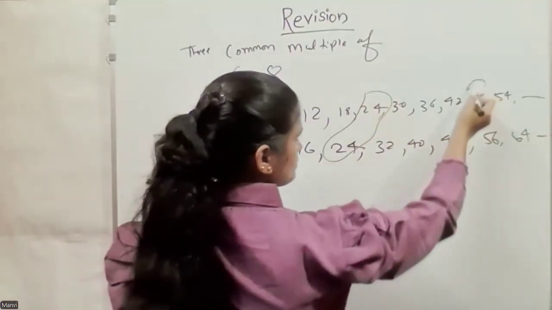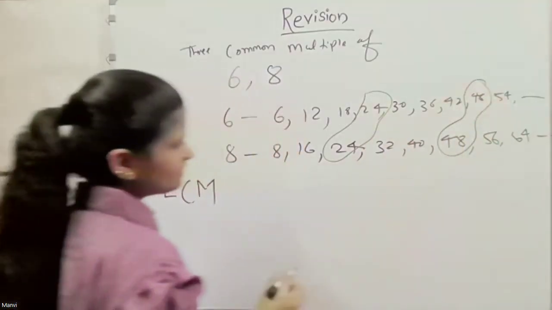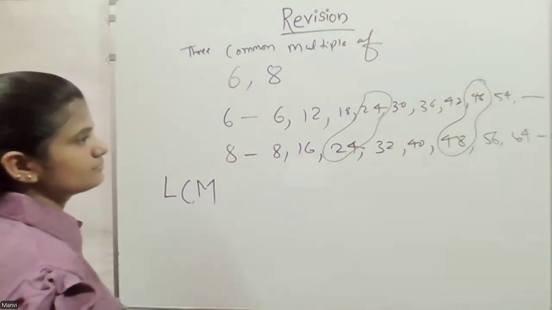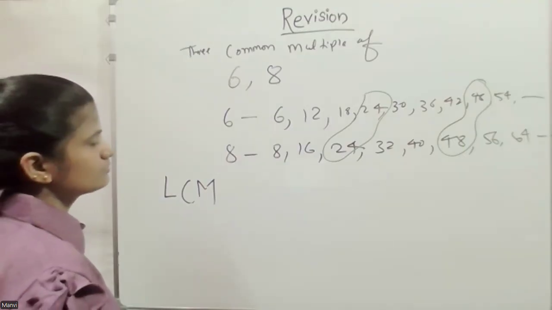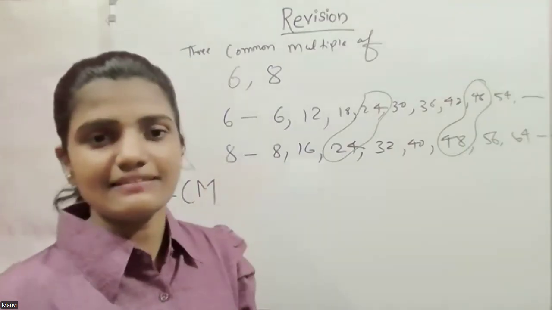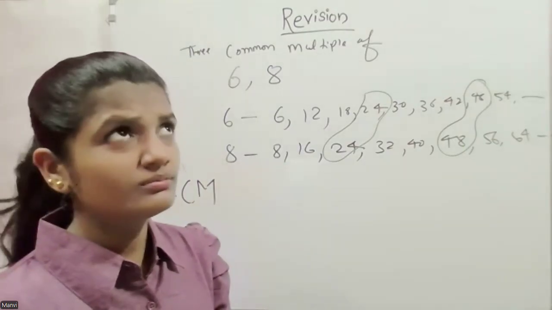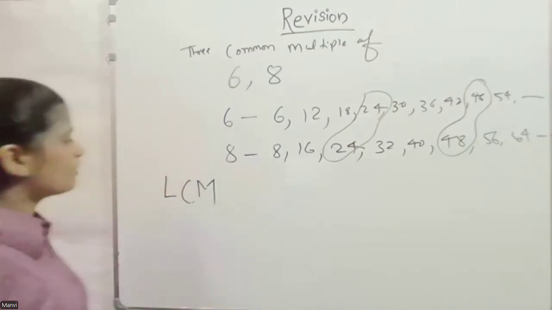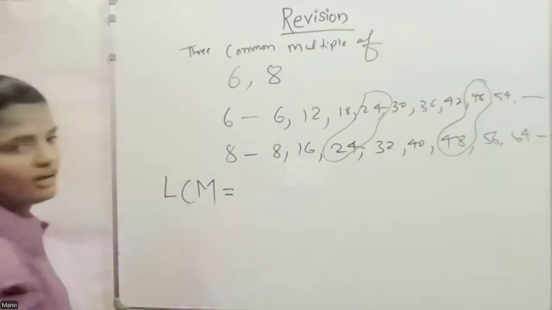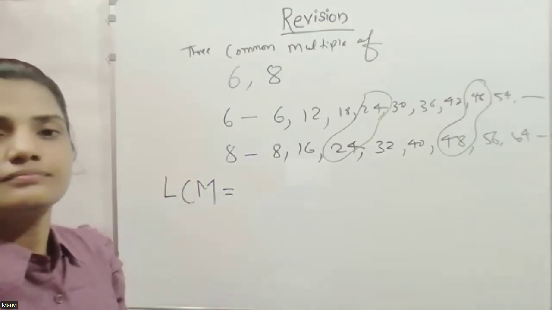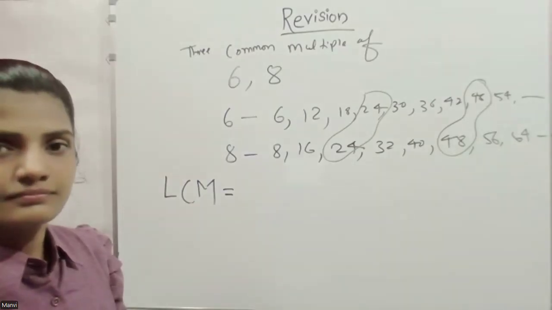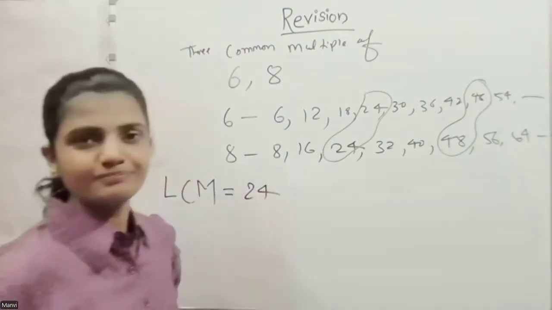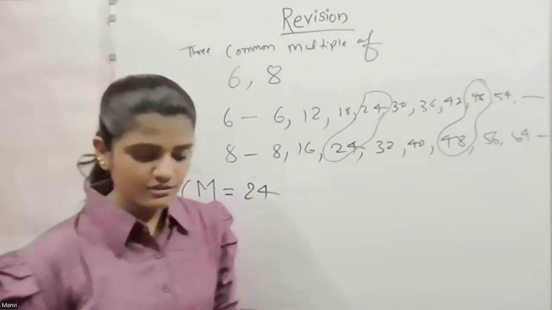The second one is 48. 24, 48, and then maybe 72. Yeah, 72. Very good. The next is 72. And what about the least common multiple? LCM, Kavya. 24. Yeah. The least common multiple is 24.